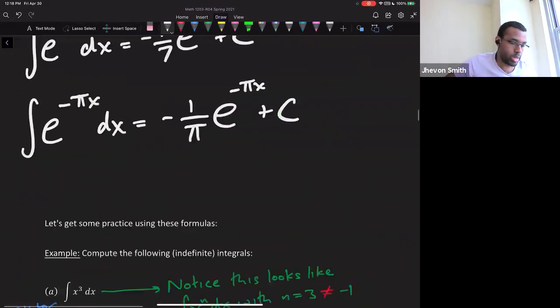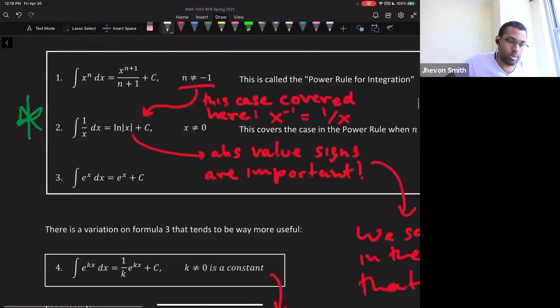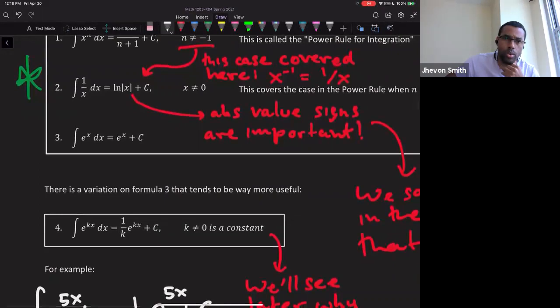Just to remind you of what that is, rule 3 is like e to the x, whereas rule 4 is e to the kx. Of course, if I plug in k equals 1, rule 4 becomes rule 3, right? So you could memorize 3 rules.